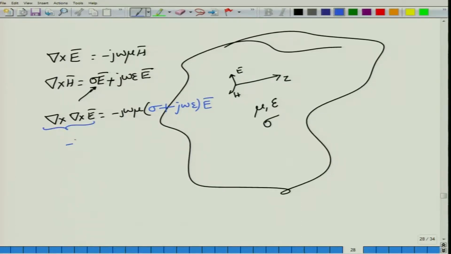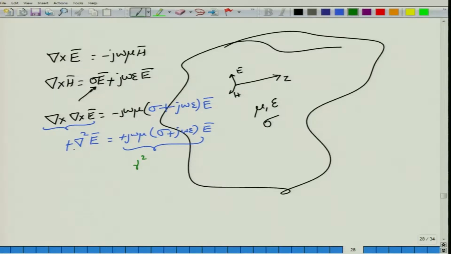Because the left hand side can be simplified to del square E, and the right hand side has become minus j omega mu times sigma plus j omega epsilon times E. The minus sign and minus sign can cancel with each other. This complex number, which is j omega mu times sigma plus j omega epsilon, we call as gamma square.